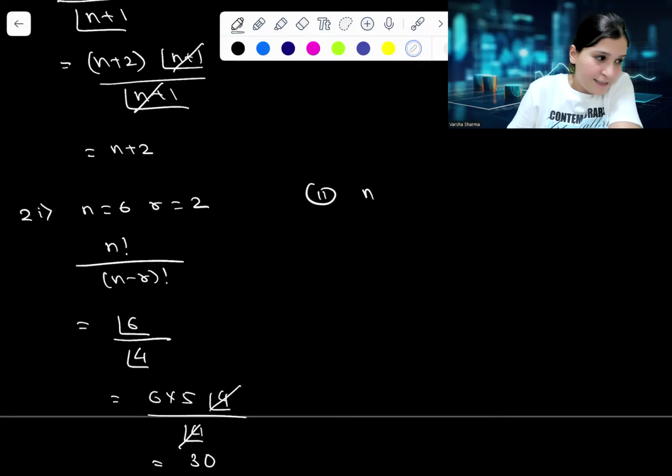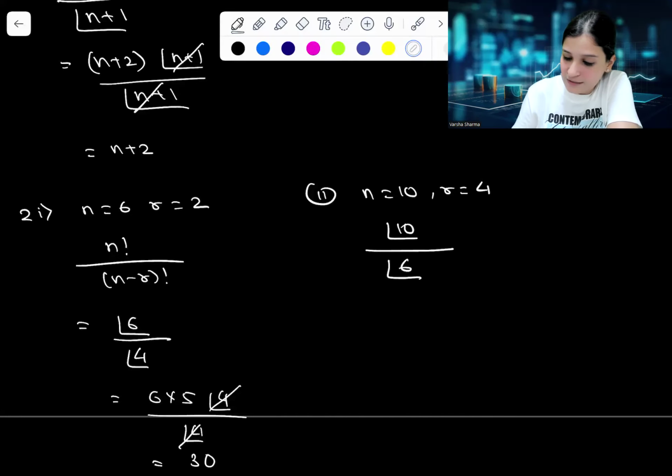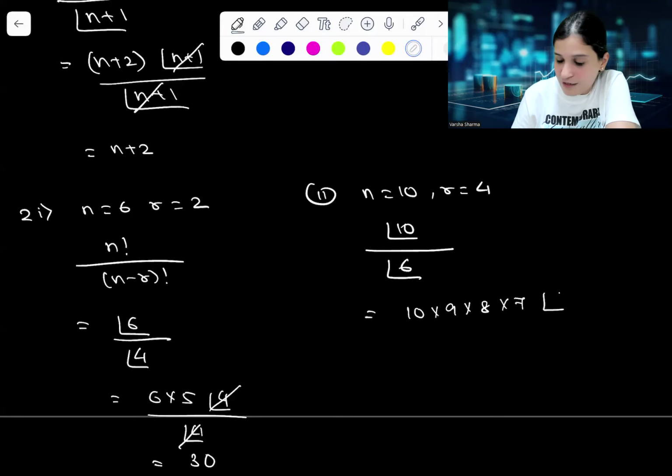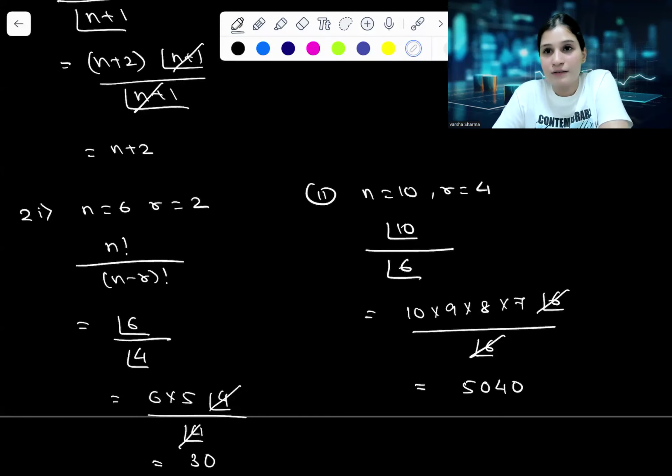Number 2. N is 10 and R is 4. So factorial n minus 4 will be 6. So 10, 9, 8, 7 into factorial 6 upon factorial 6. Answer 5040. Yes? Ma'am. Any doubt till here? No, ma'am.